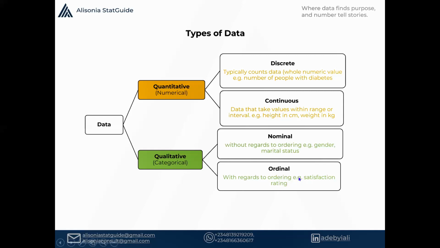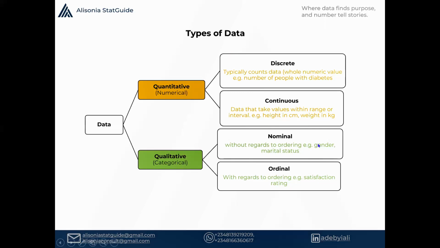Satisfaction rating: satisfied, maybe dissatisfied, neutral, and so on. And also most Likert scale questions. What do I mean by Likert scale questions? They are the strongly agree, disagree questions. Those are also examples of ordinal data. Maybe when we get to level of measurement, we will talk about that. So these are the types of data that we have, the quantitative and the qualitative.